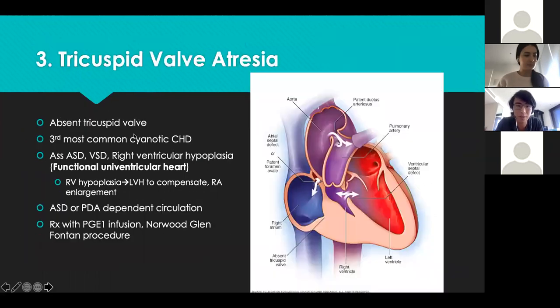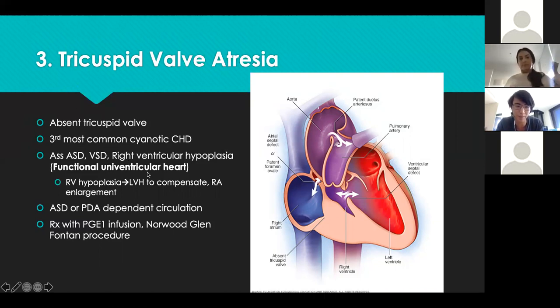Cool. So tricuspid valve atresia is basically when we don't have a tricuspid valve. The other thing that we know is that you have what we call right ventricular hypoplasia. So here we don't really have a right ventricle. Instead, this tiny little ventricle on the right side is actually connected to our left ventricle via a ventricular septal defect. It's the third most common. So, tricuspid 3, third most common.